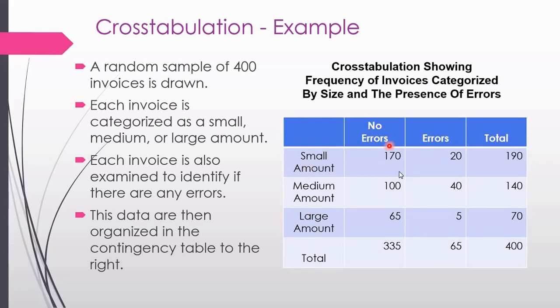Similarly, the presence of errors is also a qualitative variable and a discrete variable. But what is the level of measurement? Is it ordinal or nominal or ratio or interval? Write the answer for that one, for the presence of errors.